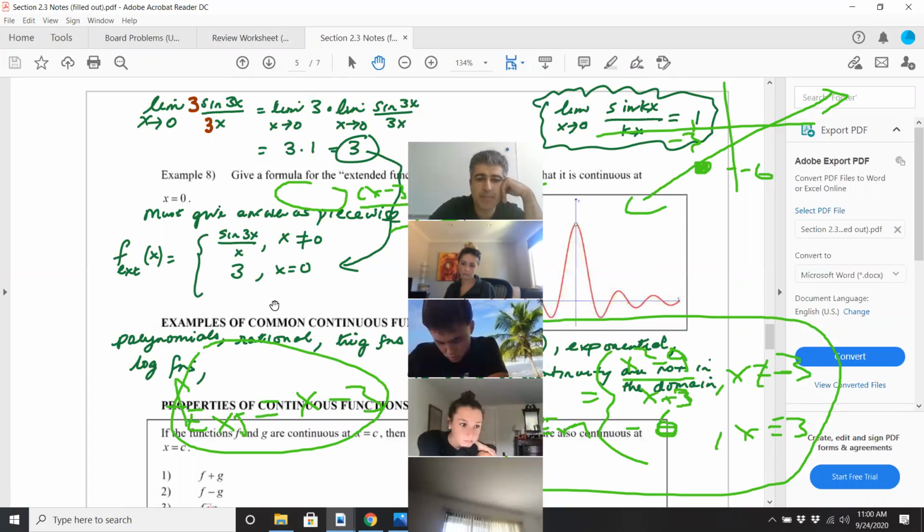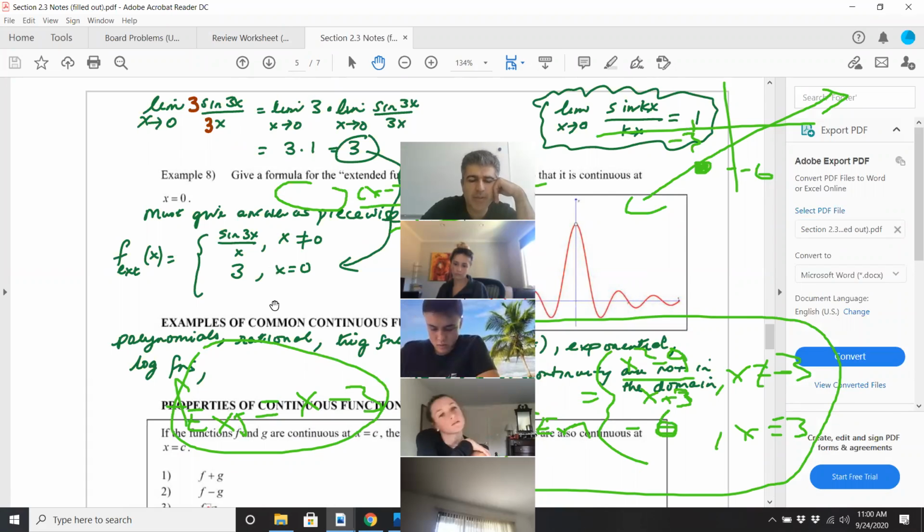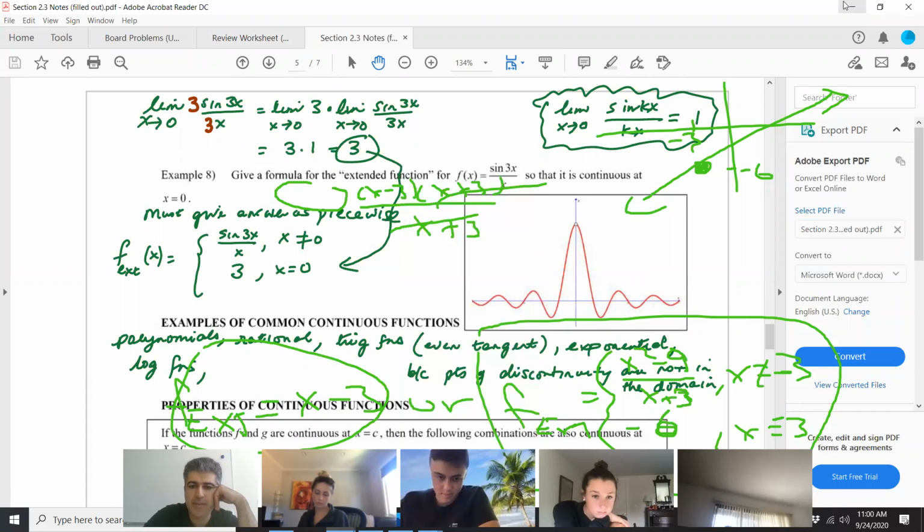Example 8. And I probably suggest you guys maybe do an audit of your notes. Make sure your notes are accurate. So all the filled out notes are in Schoology, just so you know. That might be a good idea to do this weekend.